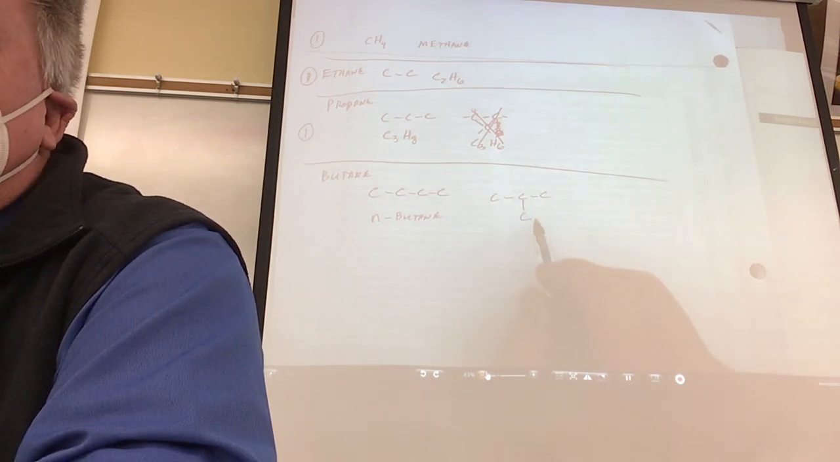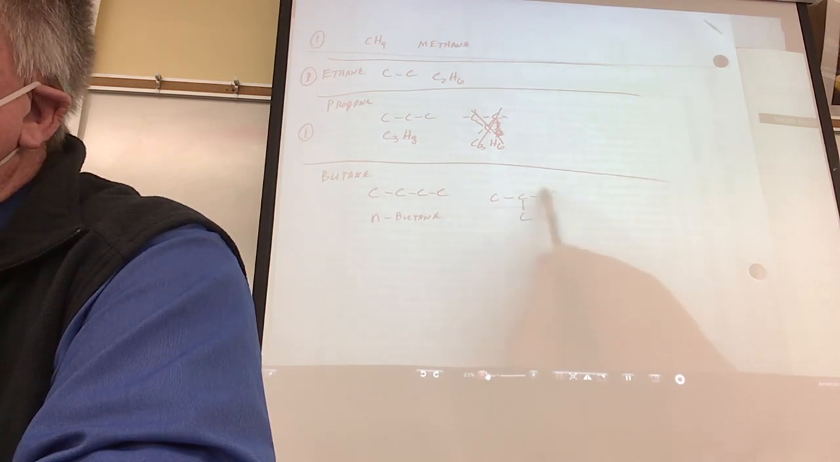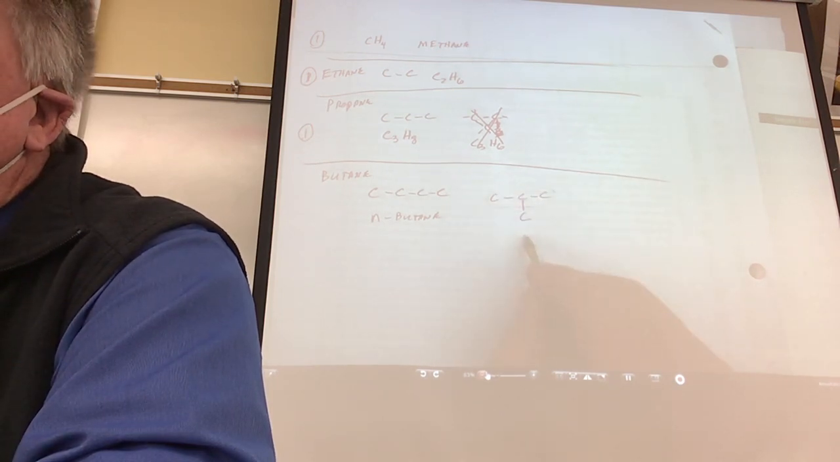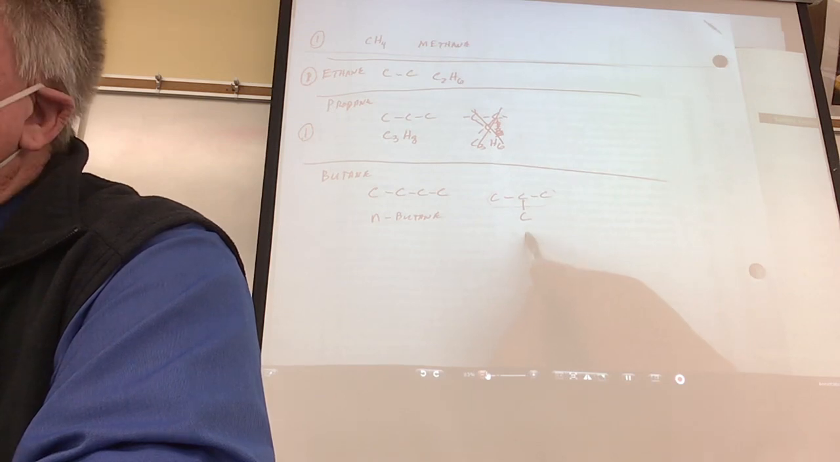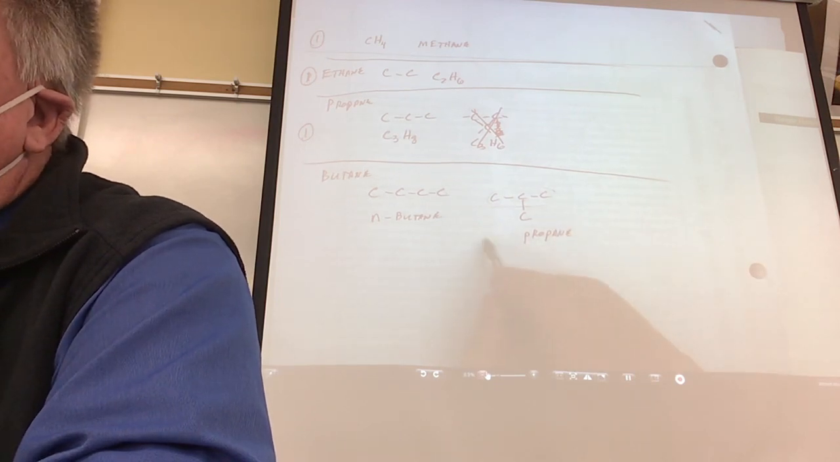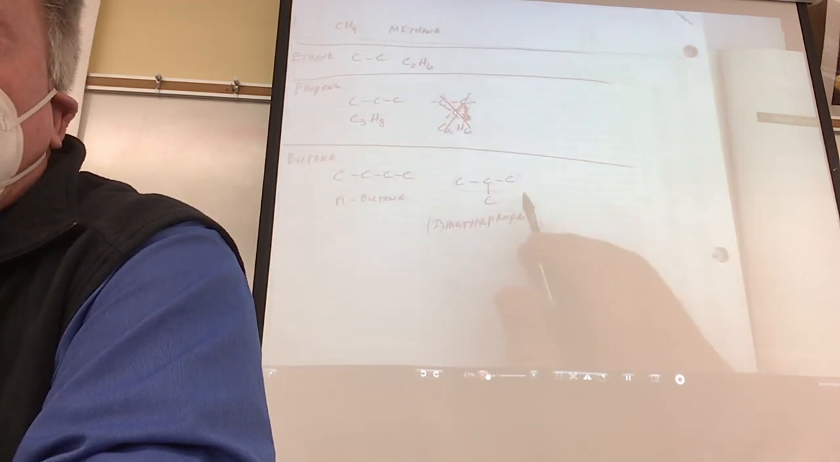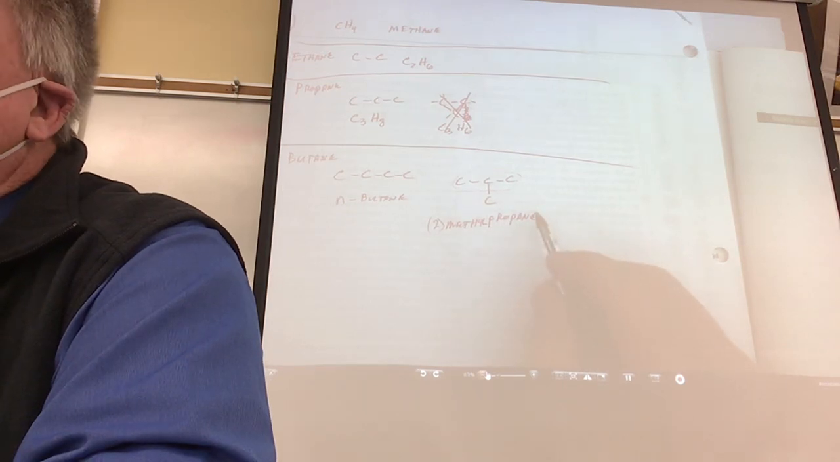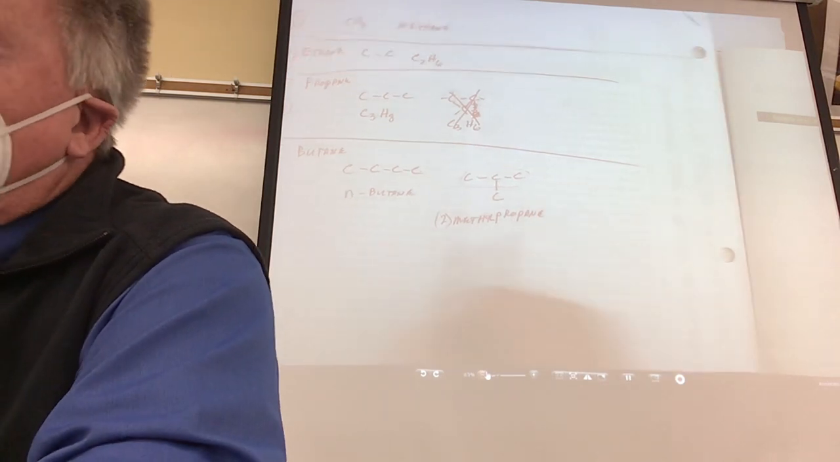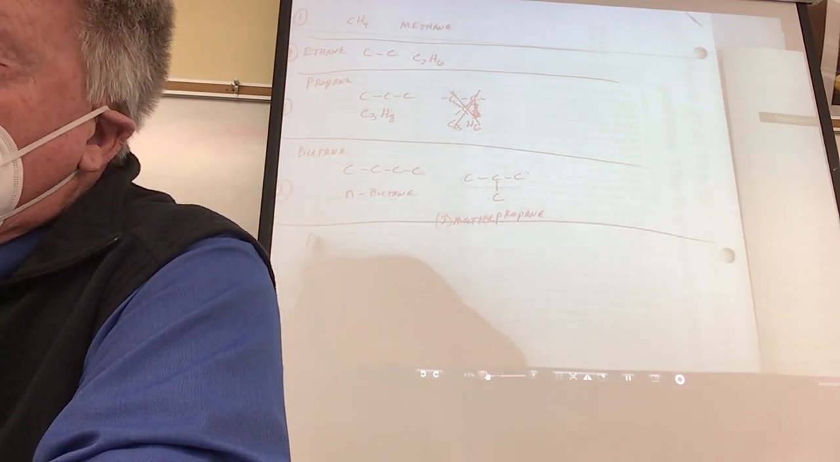Now, let's name this the real way. Here's my parent chain. What word comes out of my mouth here? Propane. And do I have a branch? 2-methylpropane. And we wouldn't have to say 2 because there's no other way to make methylpropane. Are we okay on that? Is there another isomer? Okay, so there are 2 isomers of butane. Let's go to pentane.